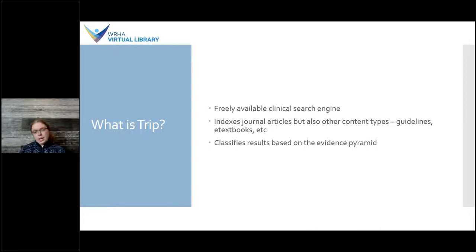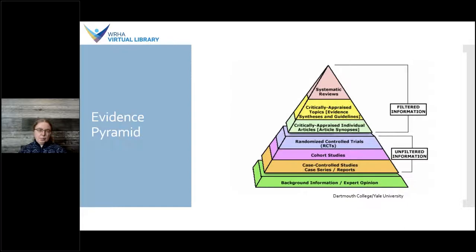TRIP classifies its results based on the evidence pyramid. So for those of you who might not be familiar with the evidence pyramid, you'll see different versions of it flying around the internet. This particular one's from Yale. So up at the top of the pyramid is the highest quality of evidence. So you see up at the top there, the systematic reviews, and then below that, you've got your evidence syntheses and guidelines and your article synopses.